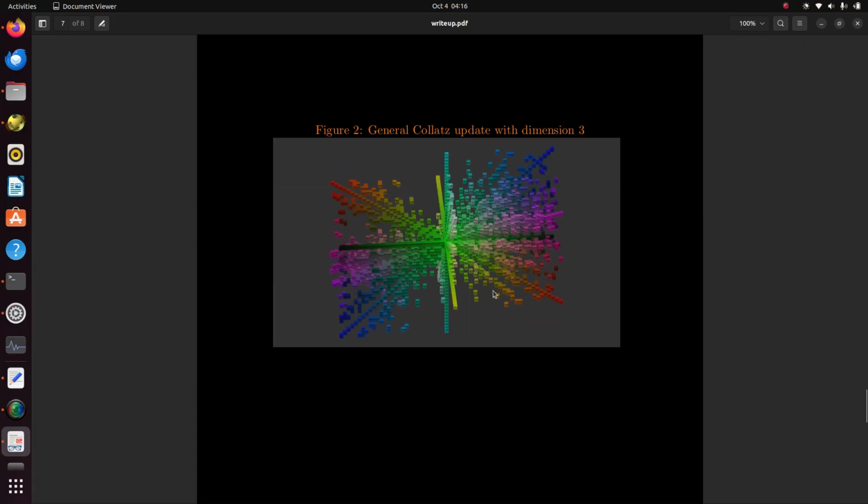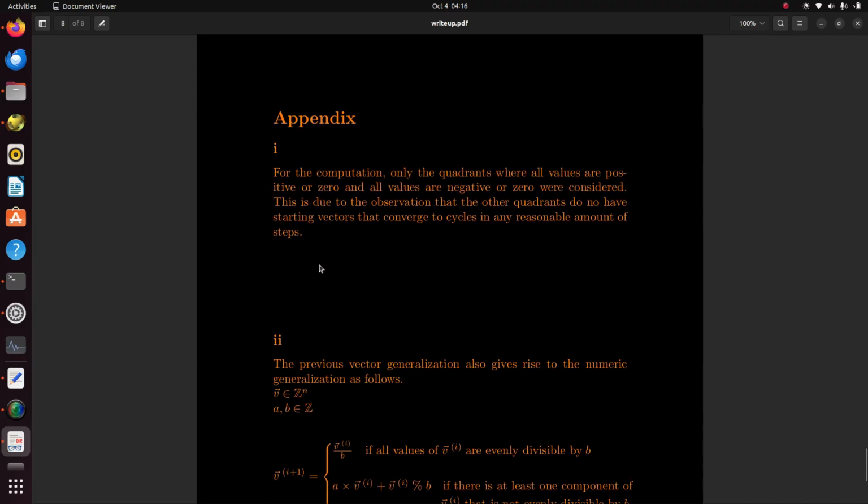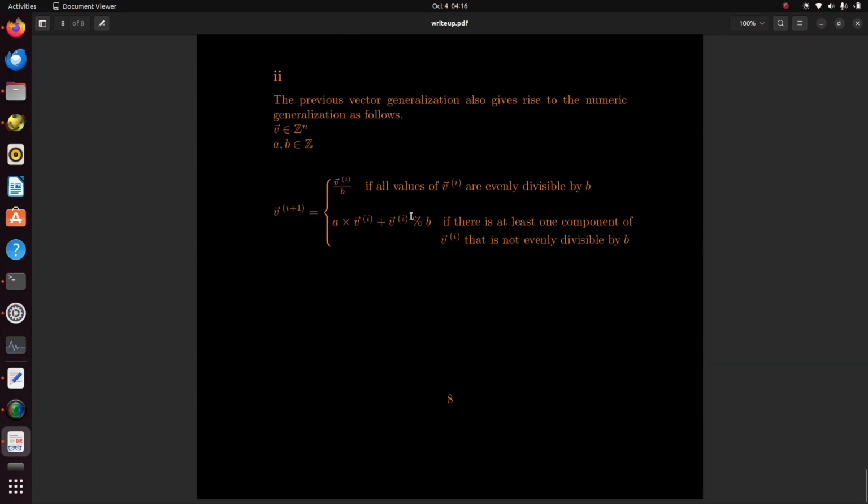And as you saw before, that's the three-dimensional case. And then there's some notes. This will be on the GitHub, so feel free to look if you're interested.